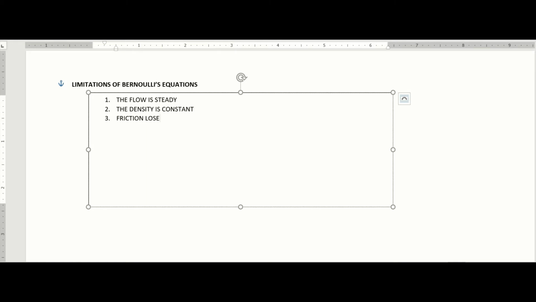Friction losses are negligible. And number 4, the equation relates to the states at 2 points along a single line. Okay, so these are some restrictions in applying Bernoulli's equation.